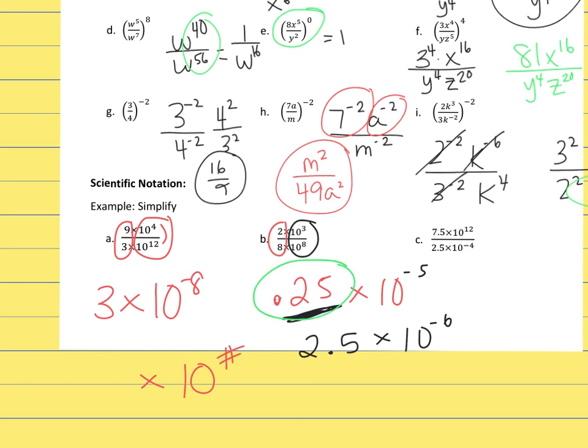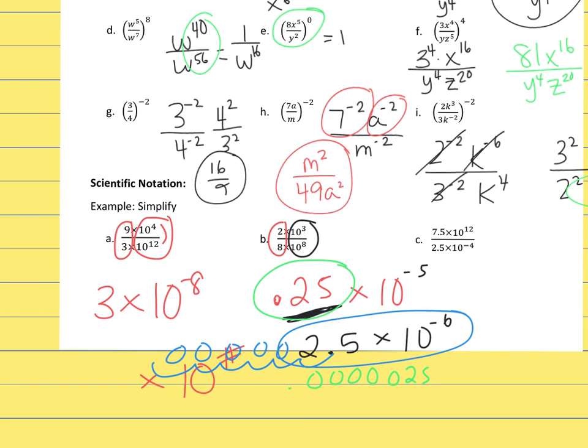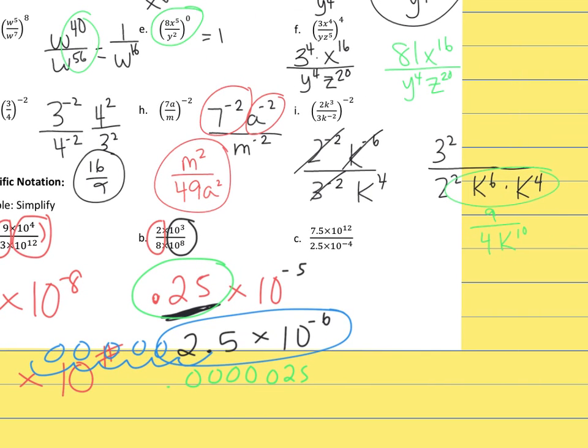So this number is going to be 0.0000025, and the second number will be 1, 2, 3, 4, 5, 6. That will also have 5 zeros out front. So this is the right answer. So you can always check yourself. Okay, C, if I divide these two, 7.5 divided by 2.5 is 3 times 10 to the 12 minus negative 4 is 10 to the 16th power.